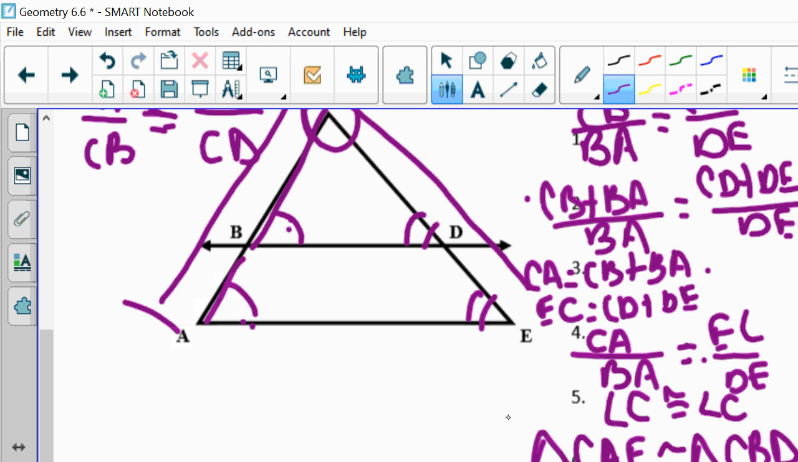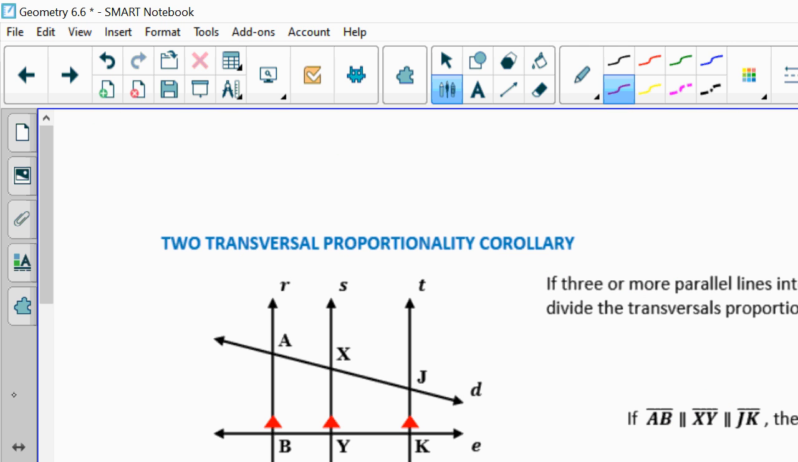Remember, if I'm proving lines parallel, it's always the converse. So converse corresponding angle postulate. Okay. All right, so that's another one of our proofs. So let's go on and look at some more working out problems.